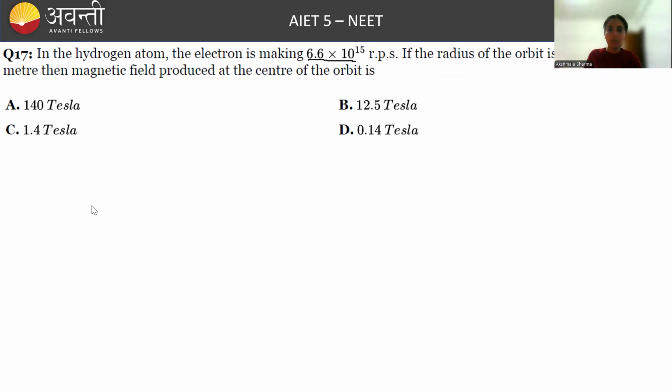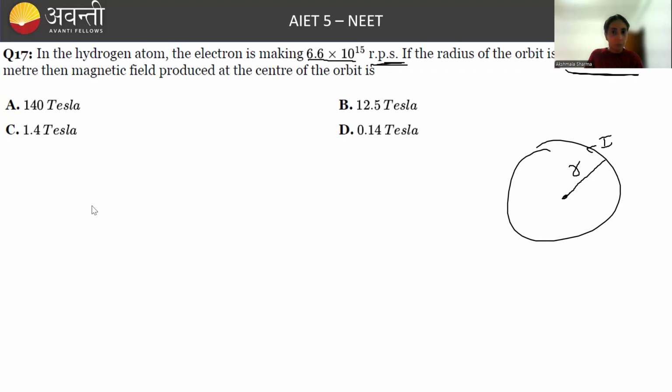Now, in the hydrogen atom, the electron is making 6.6 into 10 to the power 15 rotations per minute. If the radius of the orbit is this many meters, find the magnetic field produced at the center of the orbit. So let's say this is the orbit and the radius of the orbit is R. The current flowing through this is I because of the charge going in the circle.